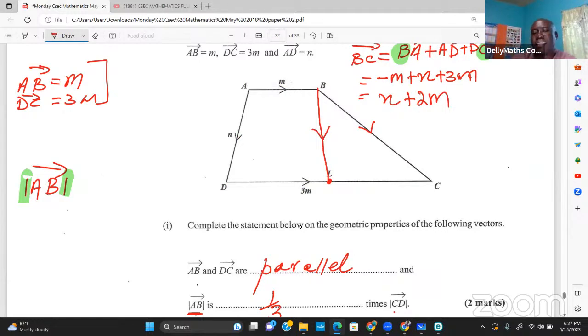Now, because L is the midpoint, then from D to L is going to be 3 over 2 M. And then from L to C will be 3 over 2 M. Because what you did was split that 3M into 2 equal pieces, right? So you're moving like that based on the information. So now that I have all of that, then I can easily find BL.